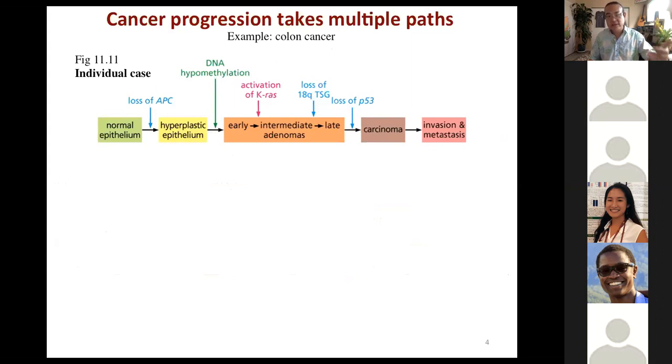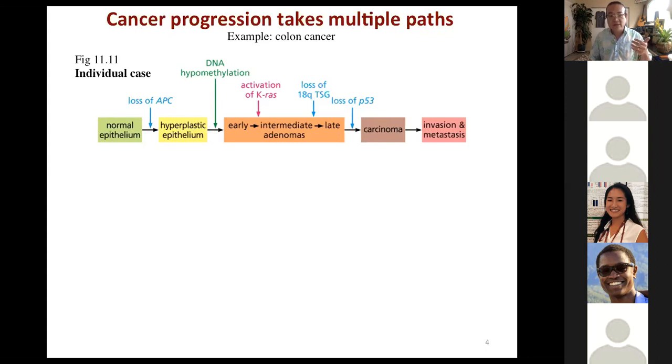And with each one of these steps, the transformation goes faster as additional brakes are released, different tumor suppressor gene pathways are mutated and deactivated, and different oncogenic pathways are activated improperly because of mutations. So let's look at something, for example, this colon cancer, and this is just an individual case, an example. You start off with normal epithelium. Maybe the first mutational hit is loss of the APC gene, that adenomatous polyposis coli gene that controls beta-catenin.